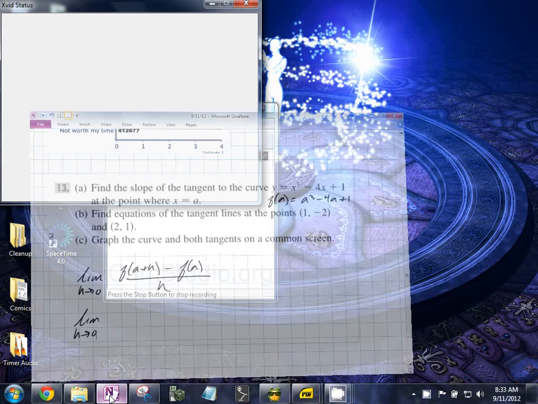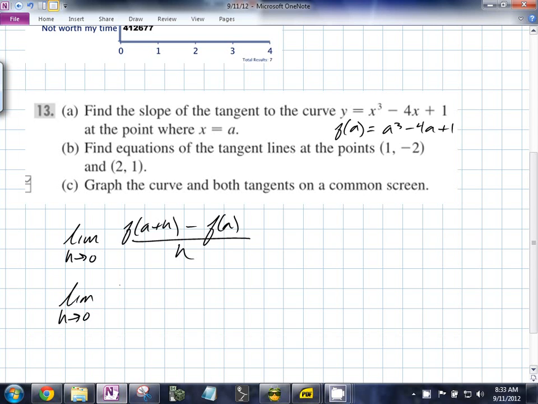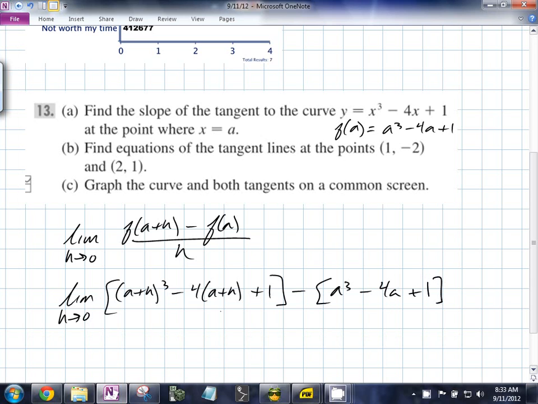Okay, so h goes to 0, so you end up with a plus h cubed minus 4 times a plus h plus 1. And what are you subtracting? Well, you're subtracting this constant a cubed minus 4a plus 1. And it's all over what?